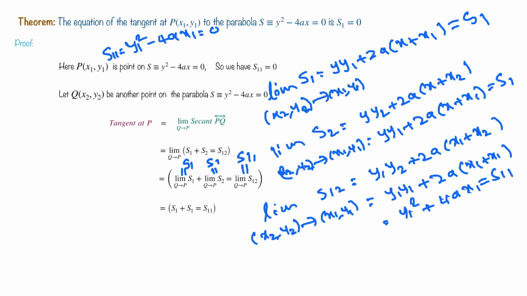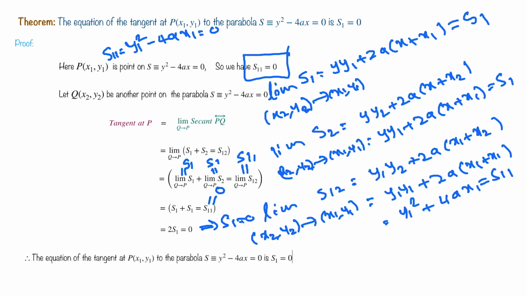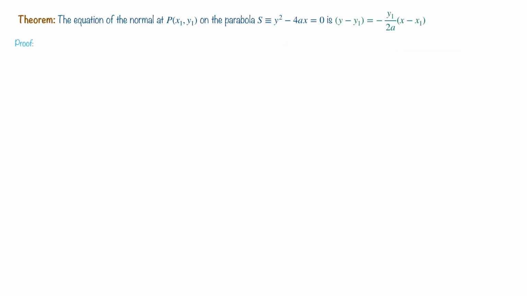So we have S1 plus S1 equal to S11, but S11 equals 0, so on the right-hand side we have 0. So we have 2 S1 equal to 0, which implies S1 equals 0. So the tangent at P is S1 = 0. Therefore, the equation of the tangent at a point (x1, y1) to the parabola S = 0 is S1 = 0.